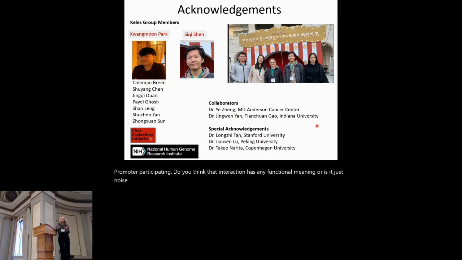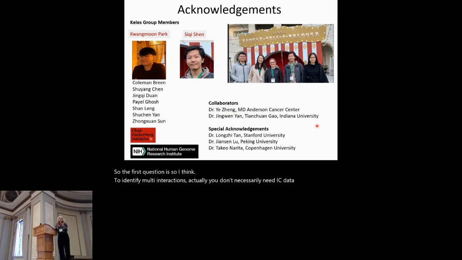Yeah, okay. Very good questions. The first question is, I think to identify multiple interactions, you don't necessarily need single-cell Hi-C data. If you have purified cells and you have a method that can generate well-calibrated p-values for that bulk Hi-C data, you can probably identify a good portion of these multiple interactions.